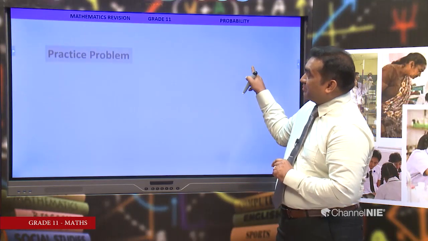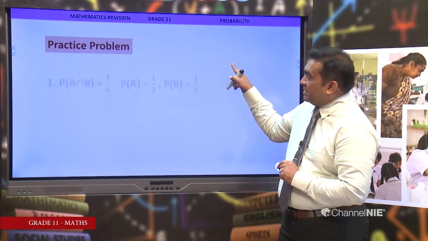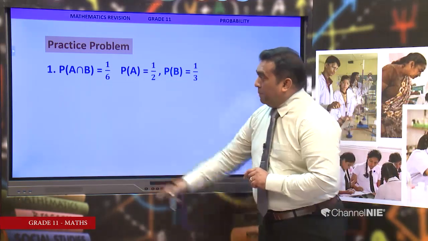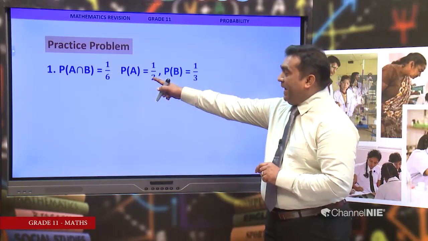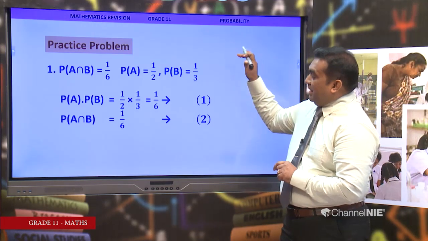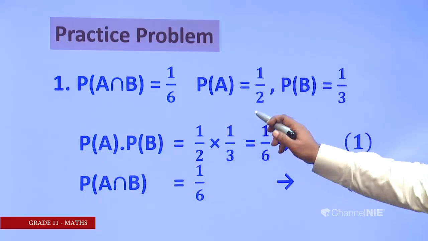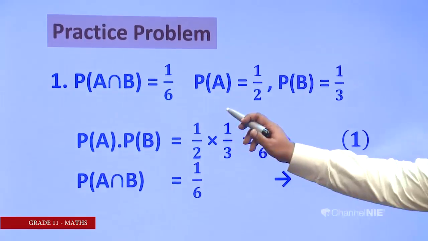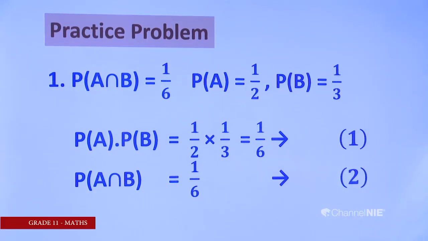Next one, there's a practice problem. We can practice the concept we learned. P(A intersection B) is equal to 1 over 6. P(A), the probability of A, is half. The probability of B, P(B), equals 1/3. Now you can see P(A) dot P(B) is half multiplied by 1/3, multiplying a fraction by another fraction, then 1 over 6.